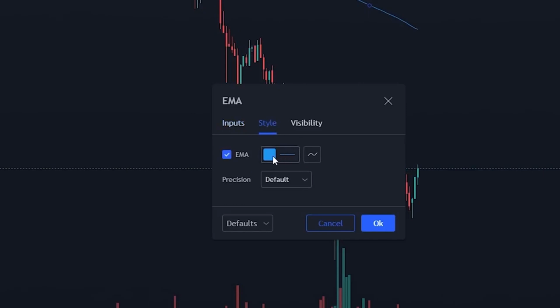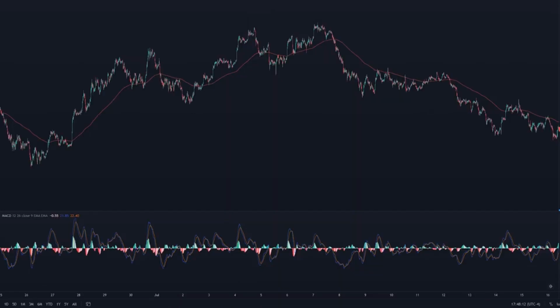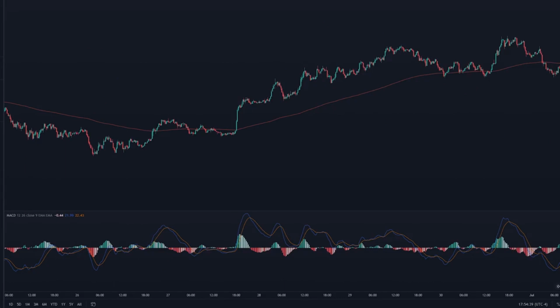Then you're going to go to Style, and I like to make mine red, but you can make it whatever color you want. Once we have the EMA indicator added, you'll see just a single line. If the price is above that line, the market is in an uptrend. If the price is below that line, the market is in a downtrend. So after learning that, we only want to trade in an uptrend market if we're going long.